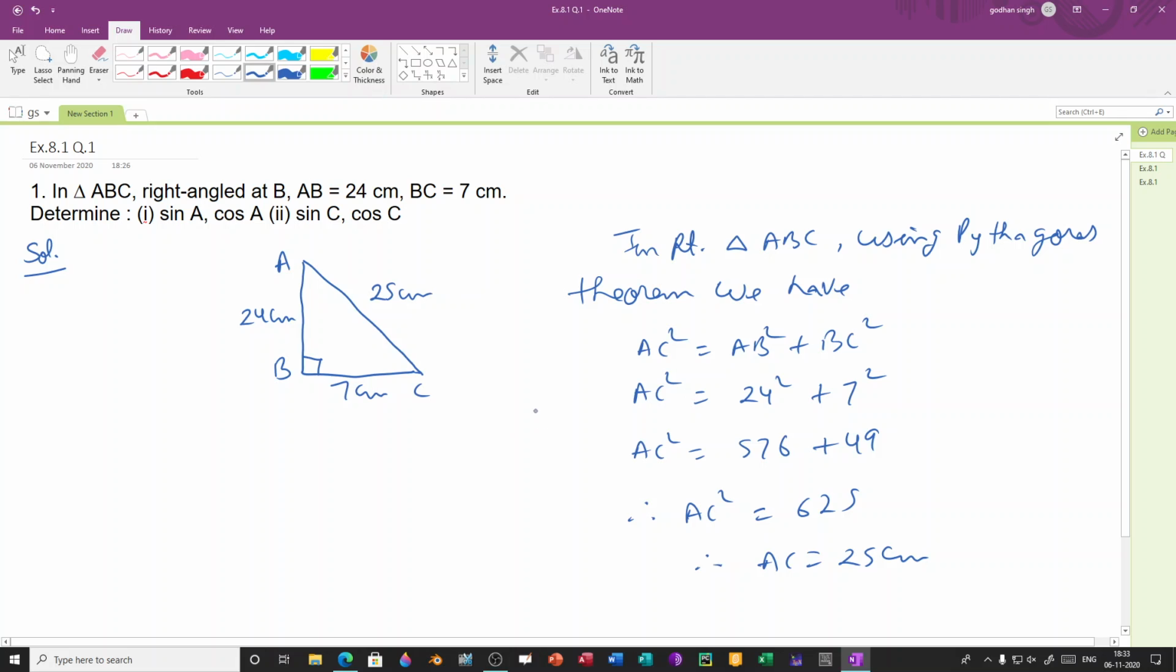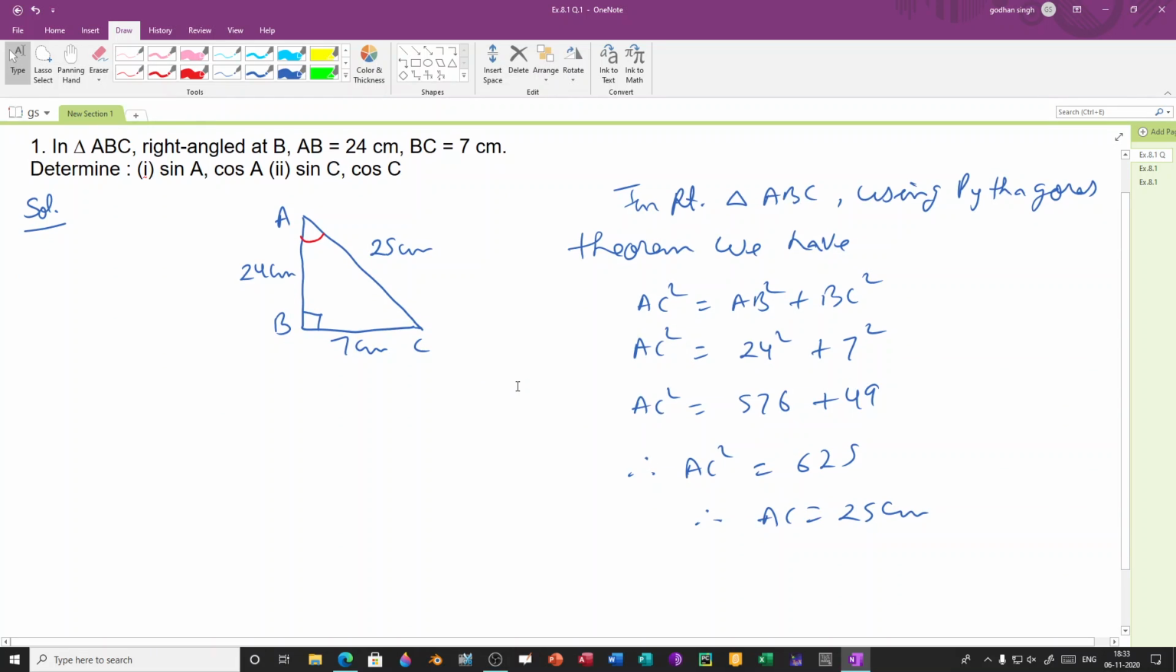Now we know the definition of sine A, so we can easily find the values. So this is our sine A. Now how is sine defined? Sine A equal to perpendicular over hypotenuse. So what is our perpendicular? Opposite to angle A is perpendicular, that is BC, over hypotenuse. What is the hypotenuse? AC. Now what is BC? 7, and hypotenuse is 25. So 7 by 25 is the value of sine A. So this is our first part.